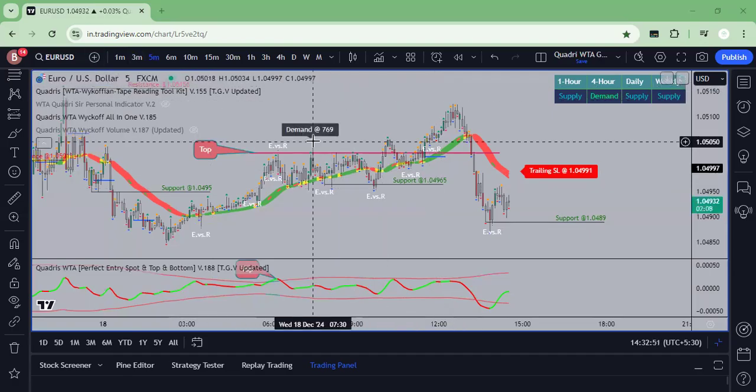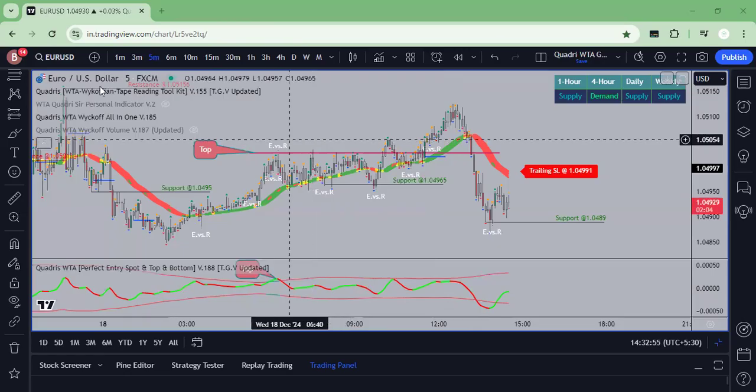We have seen three markets: FCPO, XAUUSD Gold, and EURUSD.